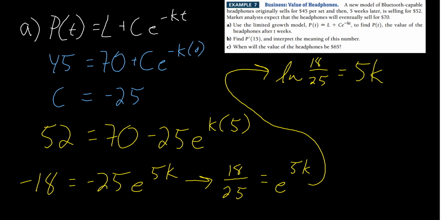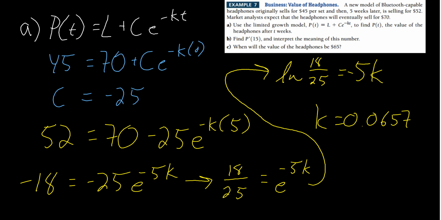Sorry, it's supposed to be a negative in there. Negative 5k. And then if I divide both sides by negative 5, then I get k is equal to the natural log of 18 divided by 25, and then it's divided by negative 5. So I get 0.0657.